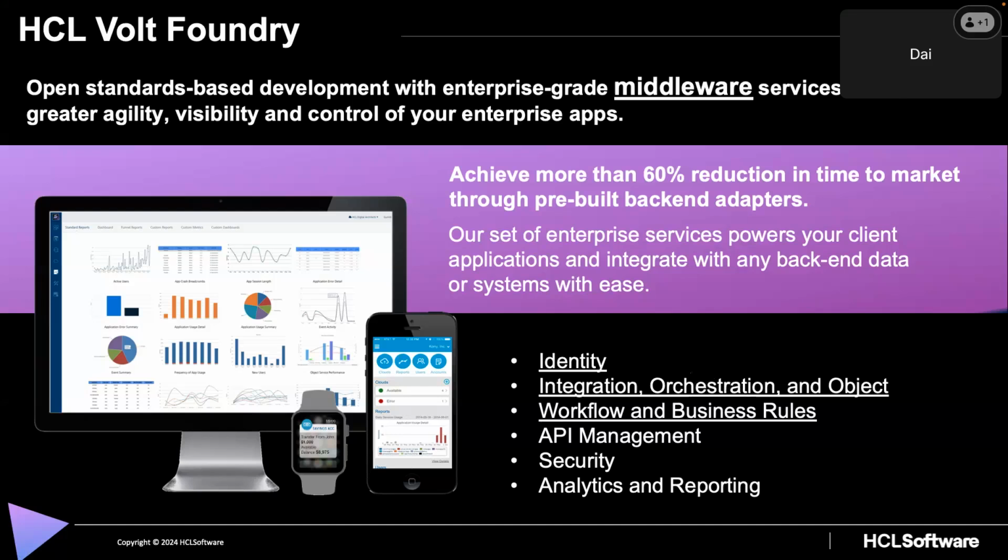Then object is the ability to exchange data with, for example, a SQL database like Oracle. And do note that the offline capability is also part of object service. Finally, workflow and business rules. Workflow is a visual workflow that you can implement in Volt Foundry middleware, and it will offload your client application from having to run that workflow. So you can bring that into the middleware and have it run there. And business rule is a set of decision points that you can set up and then use those rules within Foundry.